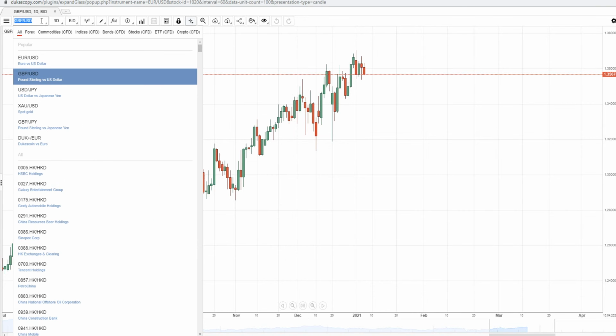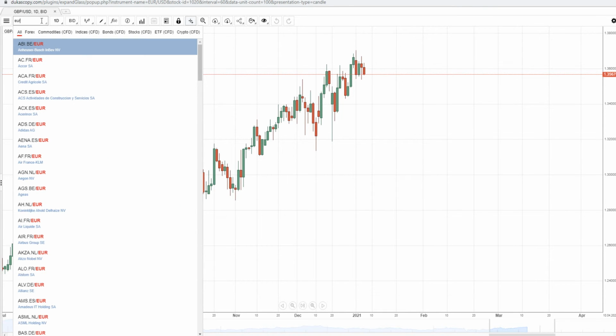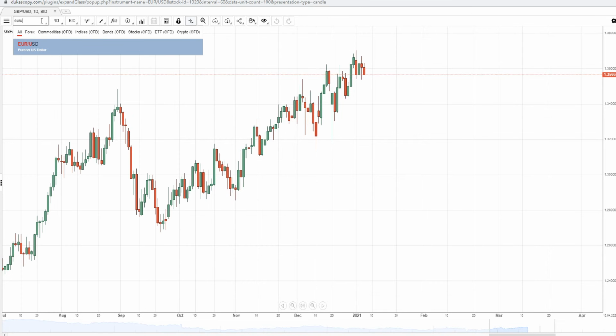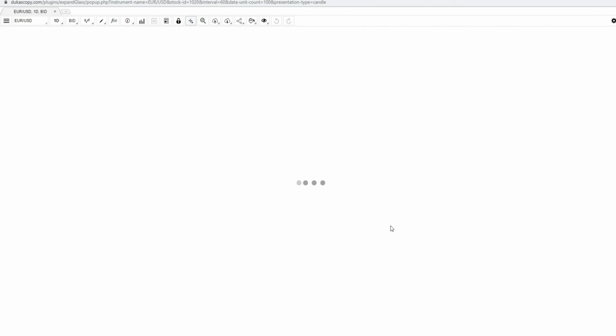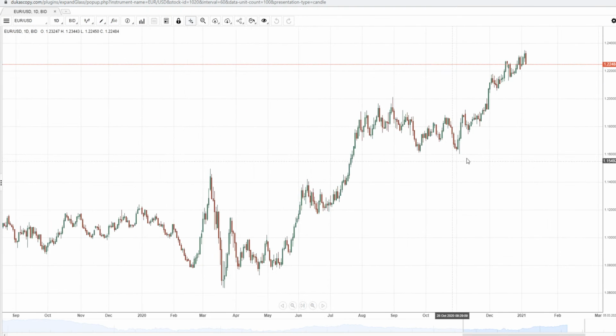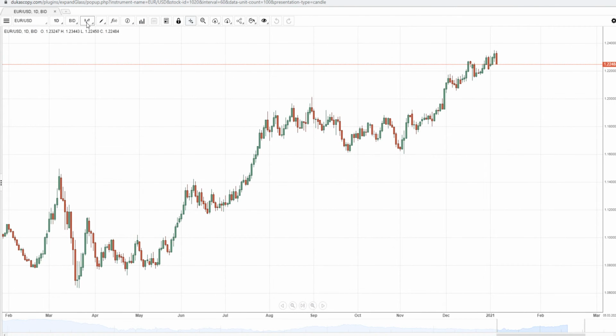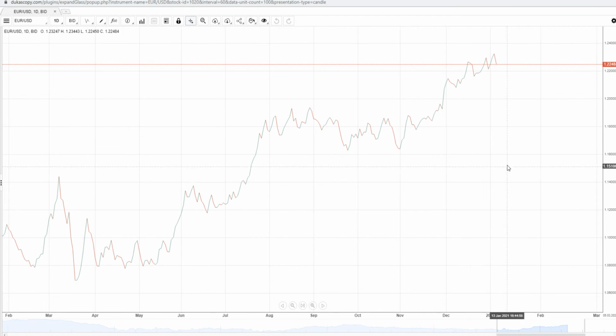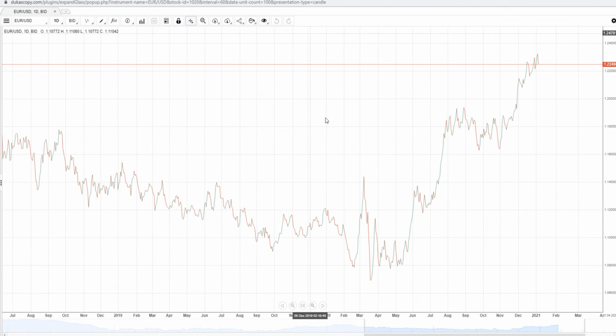Okay, so let's check Euro USD. Daniel said we should check Euro USD. So, Euro USD daily time frame. What am I looking at right now? Let me just go to the line chart. I like to use the line chart first to see the close and the open of each candle.